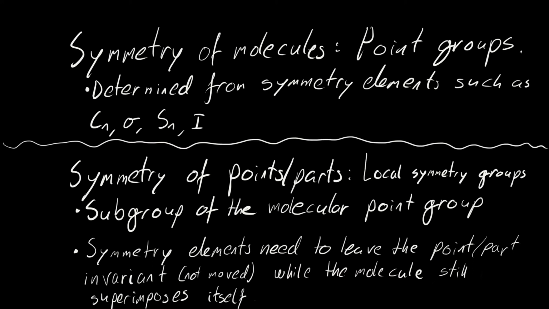However, to determine the symmetry elements for a part or point in a molecule, we look for symmetry elements that affect the entire molecule, but leave that point or part invariant. It's just like looking for symmetry elements for the entire molecule, where your result should superimpose the original molecule, except for the extra stipulation that the point or part are invariant.